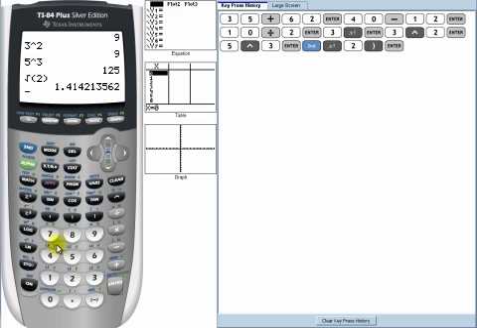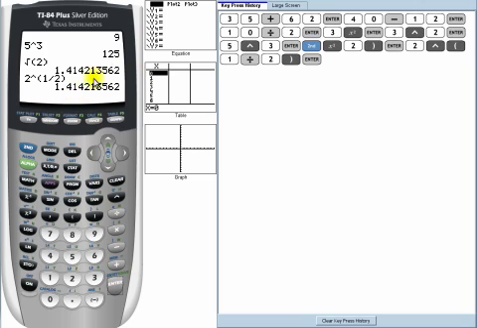Just now when I took the square root of 2, I could have just as easily typed in 2 raised to the 1/2 power. Now anytime you are using fractional powers in an exponent, you want to put those in parentheses. So 2 to the 1/2 power should give me the exact same result as what I got taking the square root, and in fact it does.